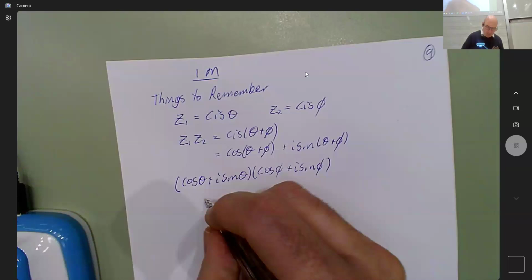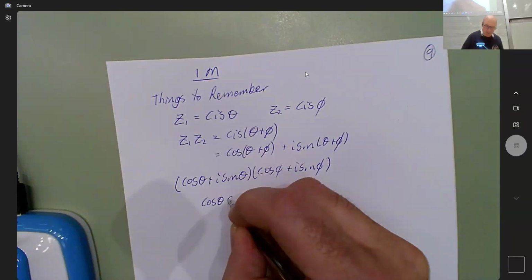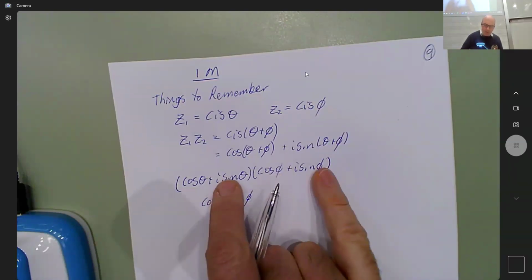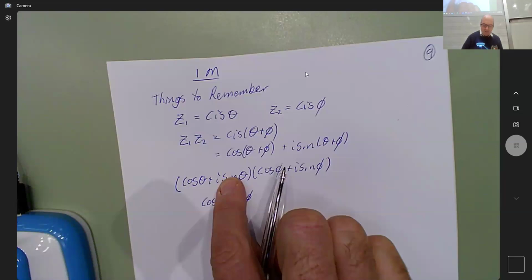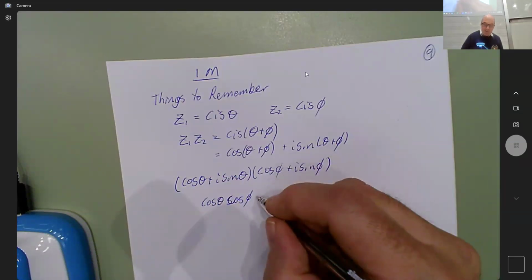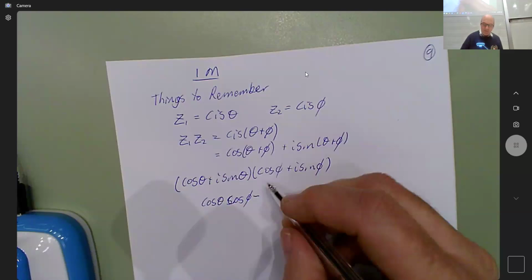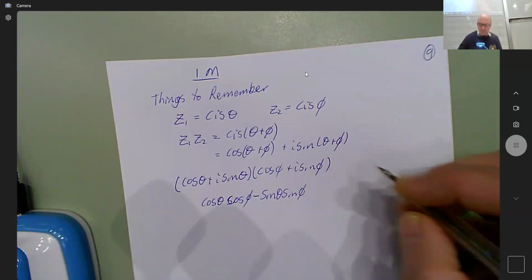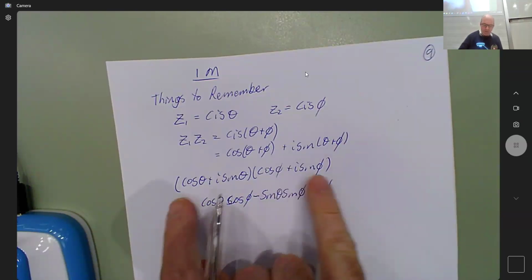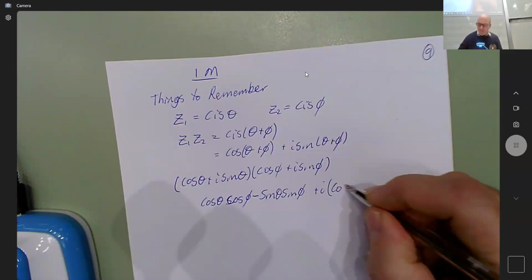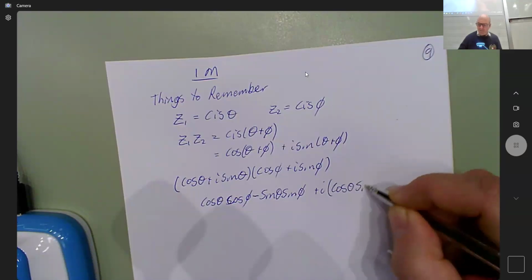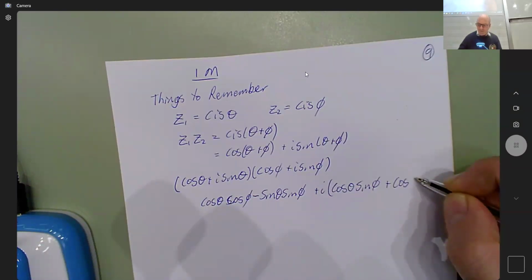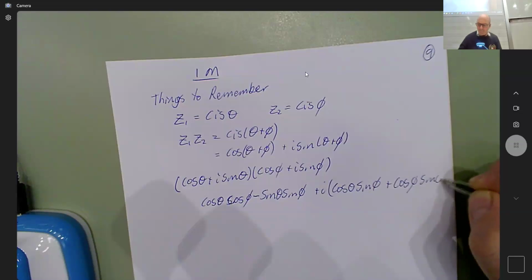All right, so I've got cos theta cos phi. So the real part, and the other real part is going to come by doing i sine theta times i sine phi, where i squared is going to be -1. So I'm going to have sine of theta sine of phi, plus i by this one: cos of theta sine of phi plus cos of phi sine of theta.